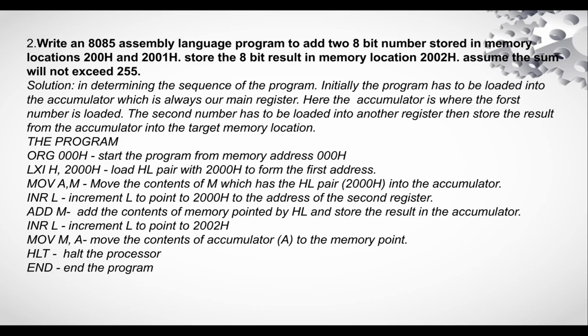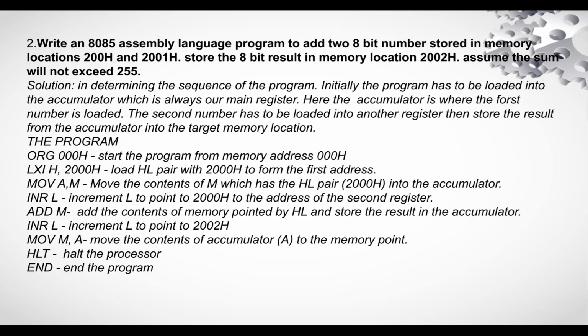So after loading the contents into the register HL pair, which is my first address, I'll have to move the contents into the accumulator, and the contents that I'm moving are the contents of the HL pair register, or in brackets the 2000 hexadecimal, into the accumulator.